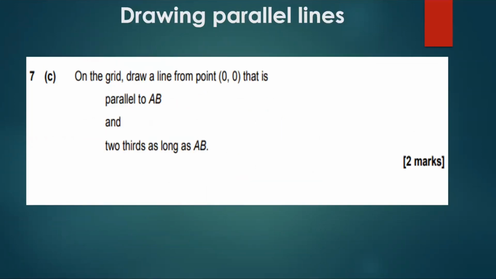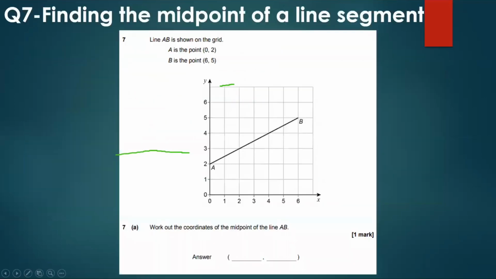Right, question 7C. On the grid, draw a line from the point 0, 0, so that's the origin, that is parallel to AB and 2/3 as long as AB. So going back to the graph, the distance AB is worked out by going across 1, 2, 3, 4, 5, 6, so 6 squares across, and up 3 squares.